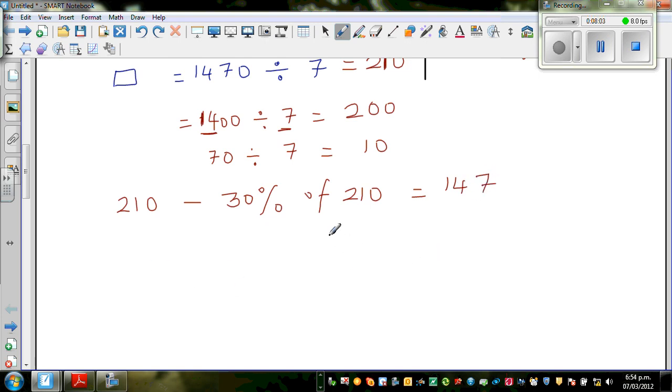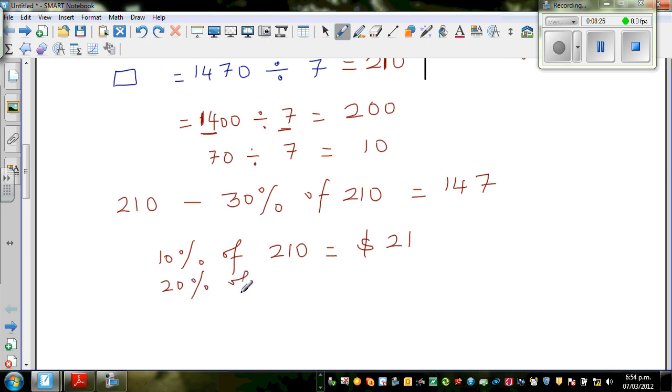Okay, so how will we do this? Let us check the answer. So 10% of 210 is pretty easy. You divide by 10, which is 21. 10% is 21, and this is a good exercise as students. You should always check your answer. This is 21. So what will be 20%?